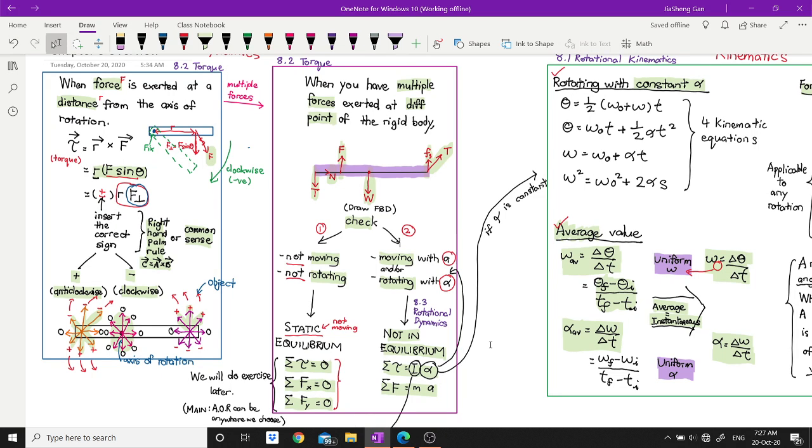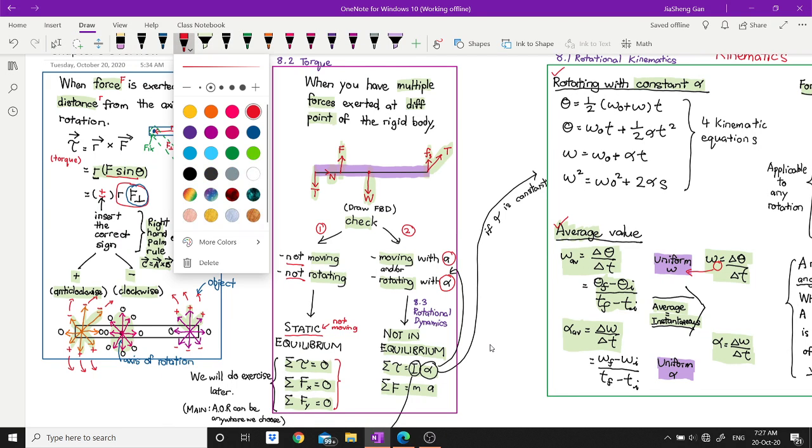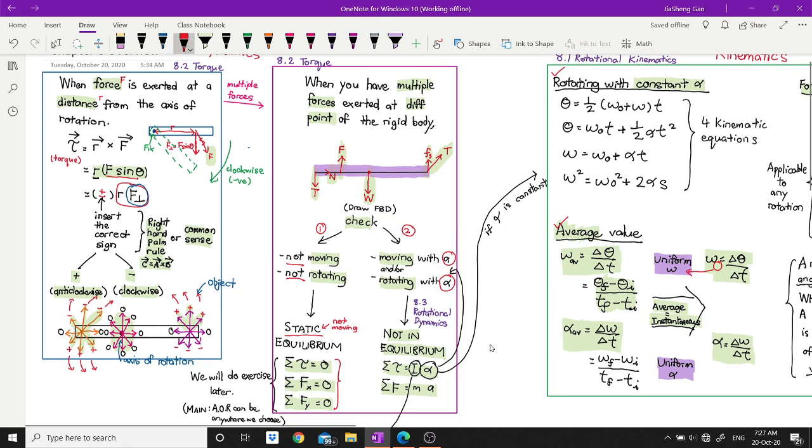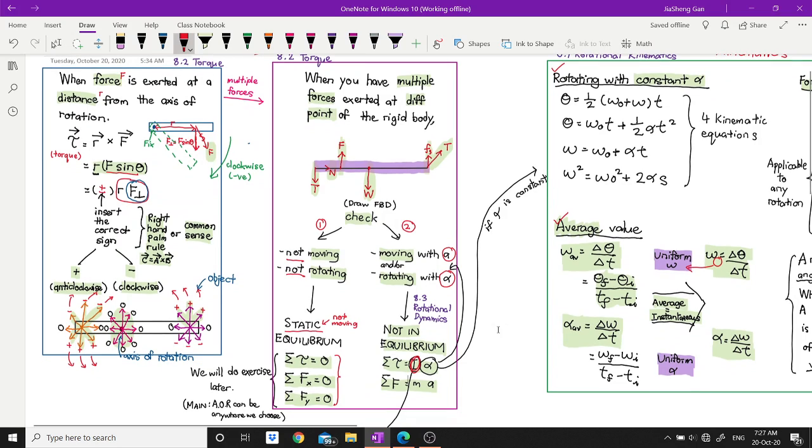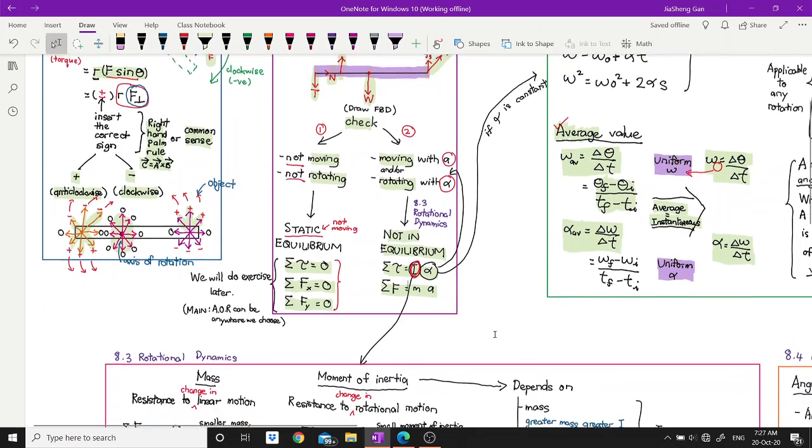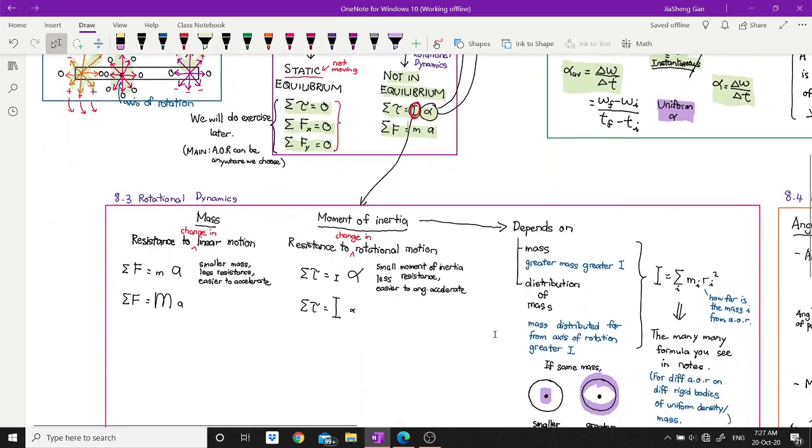Okay, so we have finished talking about cases for static equilibrium and not in equilibrium. Now we want to focus on this part right here. We haven't fully elaborated what this I right here is. So to talk about I, let's move on to discuss more about rotational dynamics.